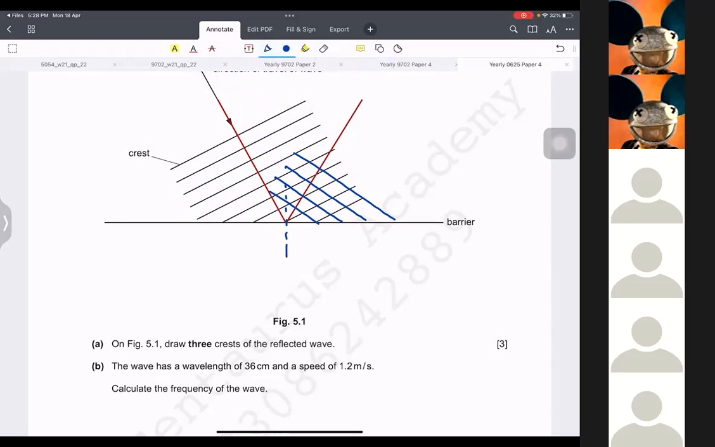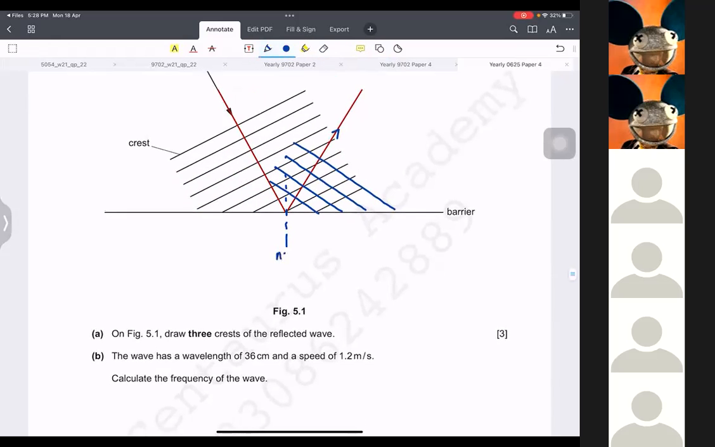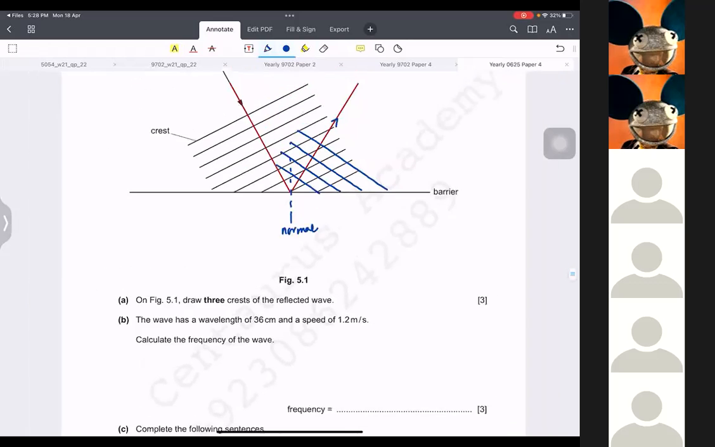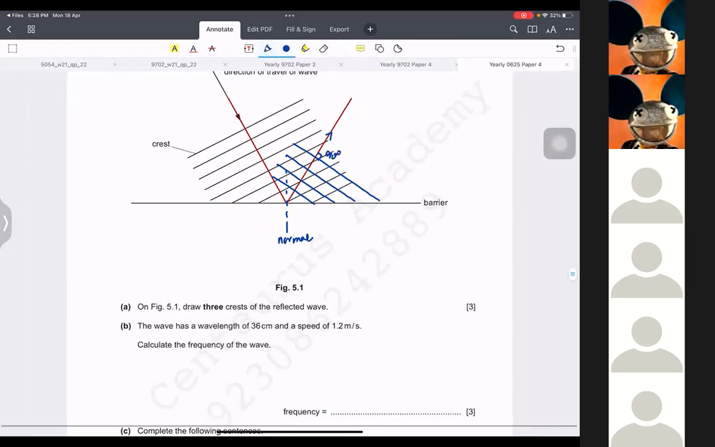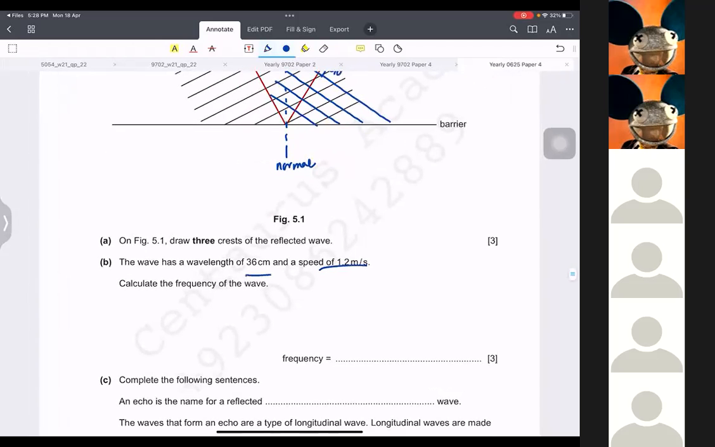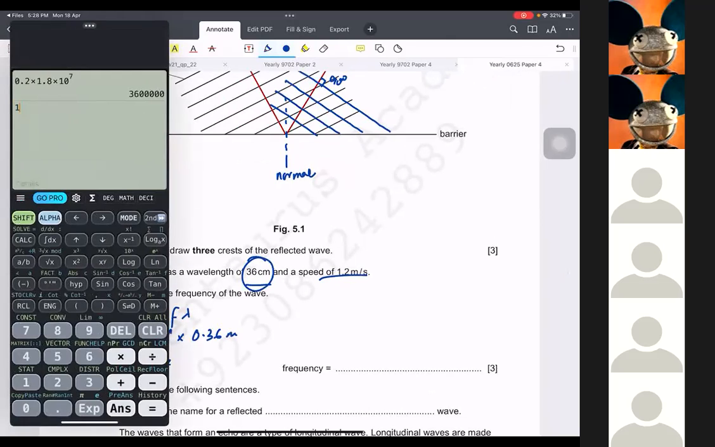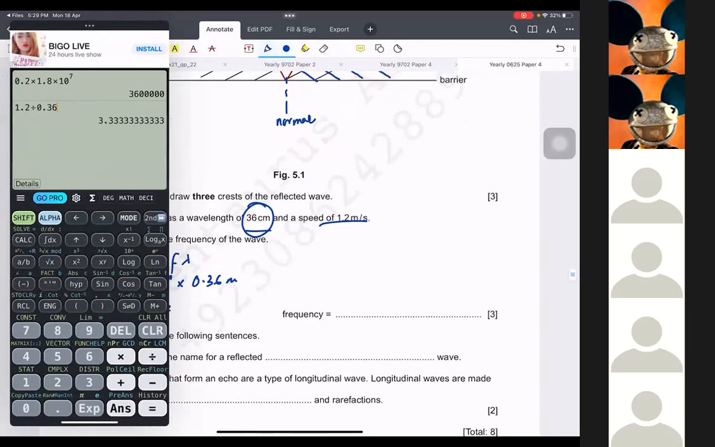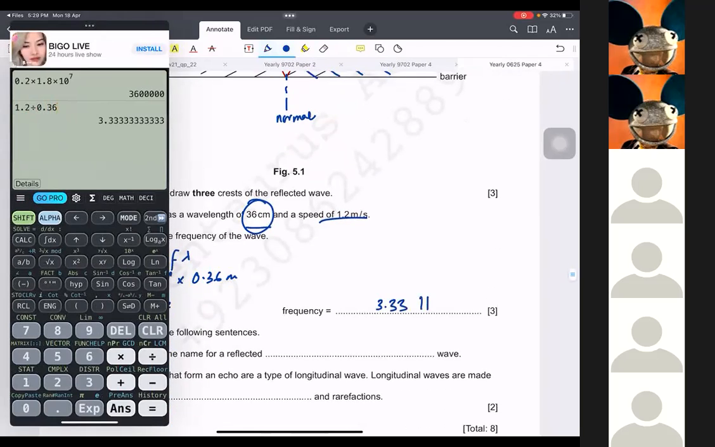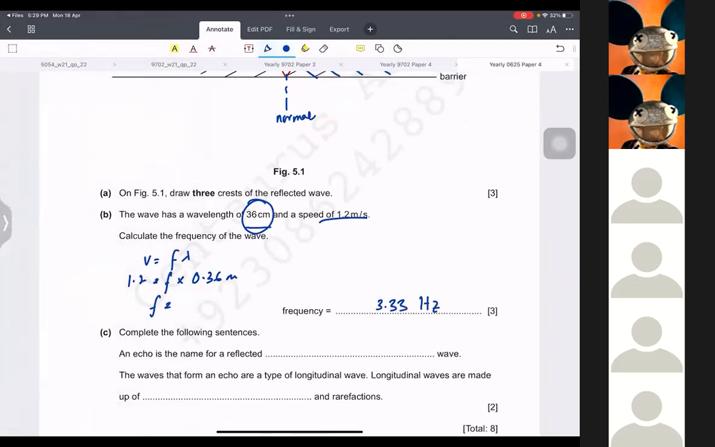Make an arrow like this, and say this is the normal. These wavefronts should always be at 90°. Now, the wave has a wavelength of this. v = fλ. Speed is 1.2, and the wavelength is in centimeters. We need to change it, so 0.36 meters. So frequency will be 1.2 divided by 0.36. That would be 3.3 hertz. Okay, then it says complete the following sentences.